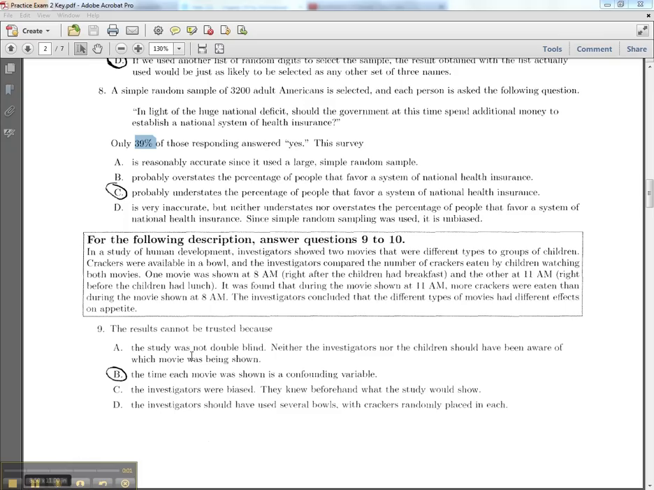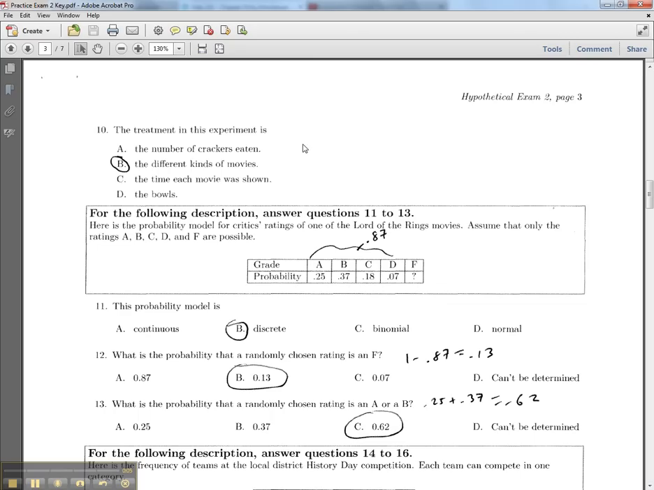Number 10 in the practice exam asks us what the treatment is in this experiment. So is it A, the number of crackers eaten? That's not the treatment. They just gave that to the viewers of the movie, and they didn't want to measure which movie yielded more food being eaten. And so the treatment is not the number of crackers eaten, but it's the different kinds of movies.